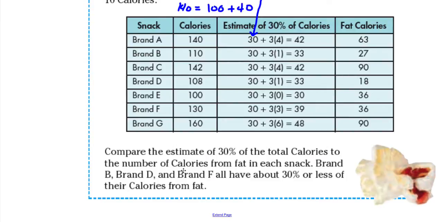Comparing the estimate of 30% of all the total calories to the number of calories from fat of each snack, after we compare them, brand B, brand D, and brand F are all about 30% or less of their calories. So these three brands basically have 30% or less of their calories from fat. Brand B, brand D, and brand F right here.